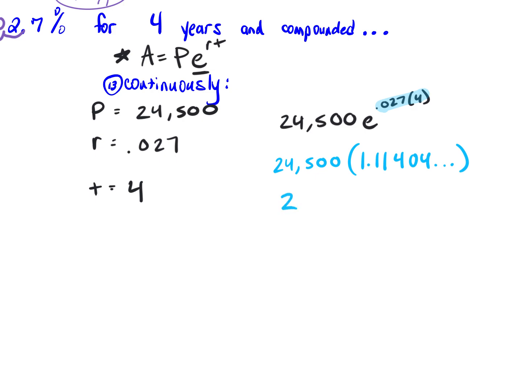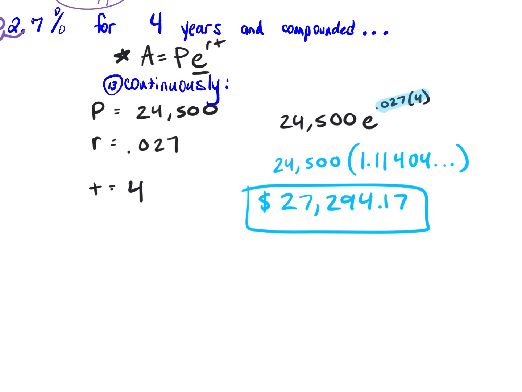So we should get 27,294.169. Does 9 tell us we round up or keep it the same? Round up, so that would be 0.17. So that would be our answer.